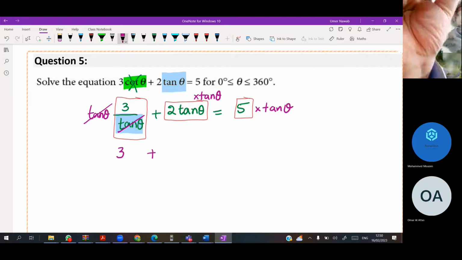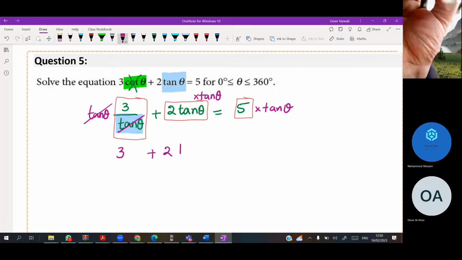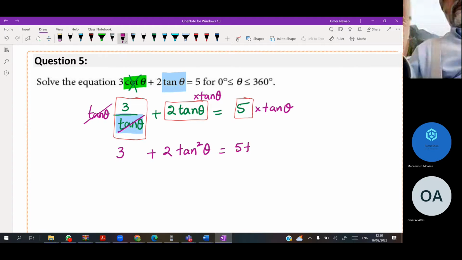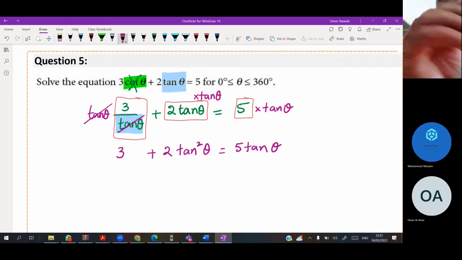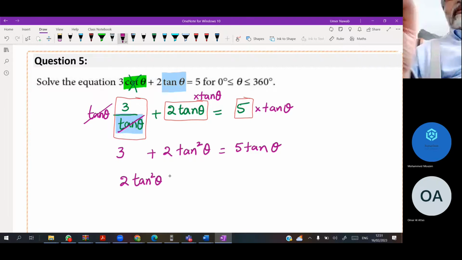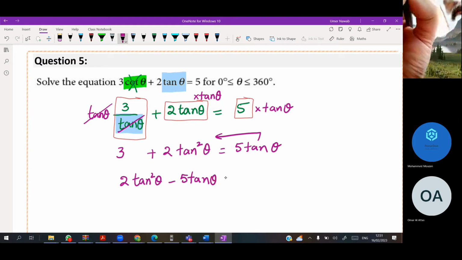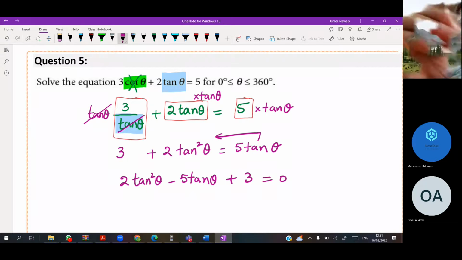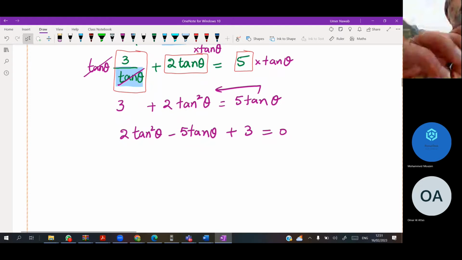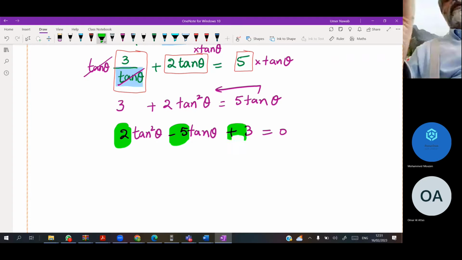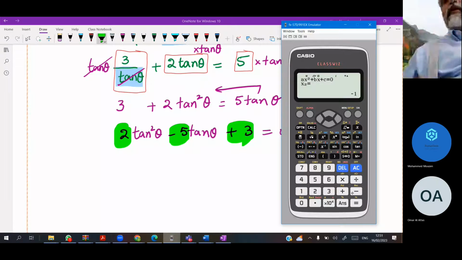3 plus 2 tan theta times tan theta is tan squared theta, and this is 5 tan theta. Now it looks like a quadratic equation in tan. Can I rearrange it? 2 tan squared theta, send this one to the left, minus 5 tan theta plus 3 is equal to 0. And then I know how to solve this trigonometric equation. I need to enter 2, enter -5, enter 3 into the calculator.